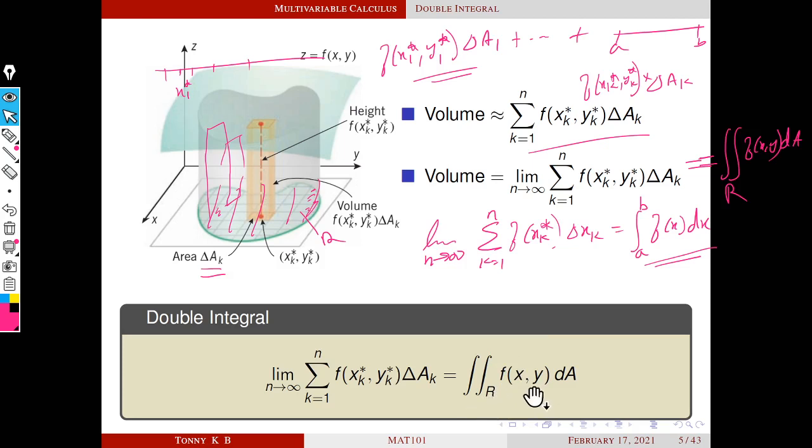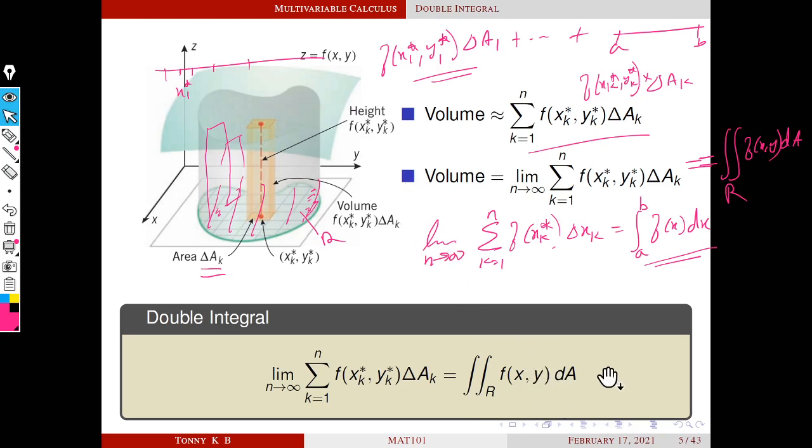Okay, then there is a natural question: how to evaluate this double integral? Presently we can evaluate this double integral using this sum, but this sum is not easy to evaluate. This is almost impossible to evaluate using this formula. So we have to find some simple formulas for evaluating this double integral. In the next session, we will evaluate this double integral using iterative integrals. That means multiple single integrals. We can evaluate this double integral using multiple single integrals.